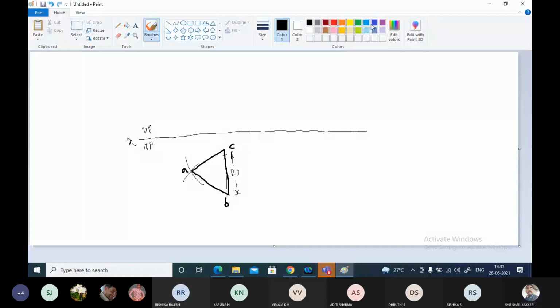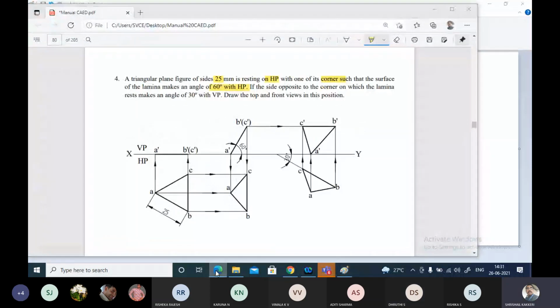Now take a projection line, project over this. I have projected, then I get this length. So this is A dash, and B dash in bracket C dash. Now the surface of the lamina is inclined at an angle of how much? 60 degree.